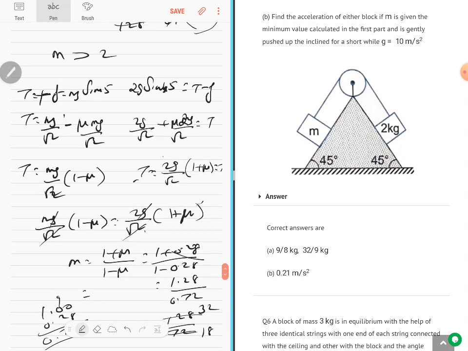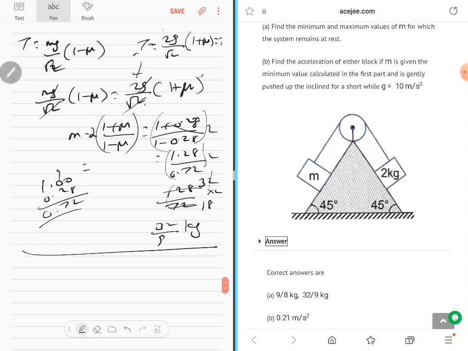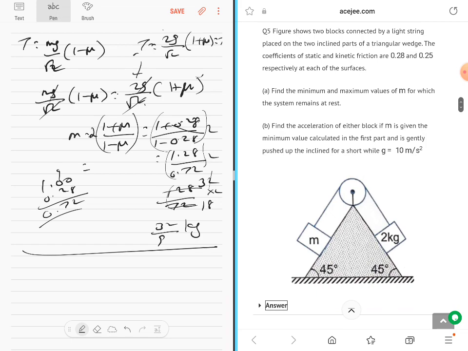What is the mistake again? It's 2 into... oh, did I forget the 2? Okay, I forgot the 2. So when it's 2 into, it will be 32 by 9 kg, and that will be the maximum value of m for which the system remains at rest. Okay, the system remains at rest.